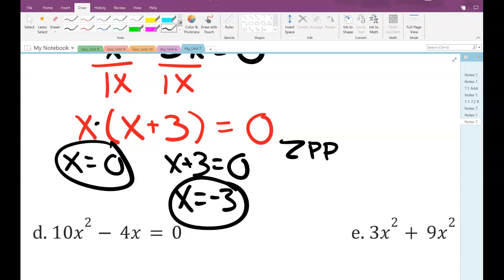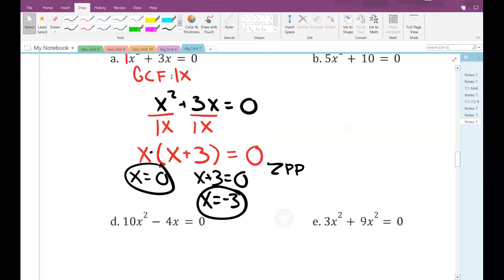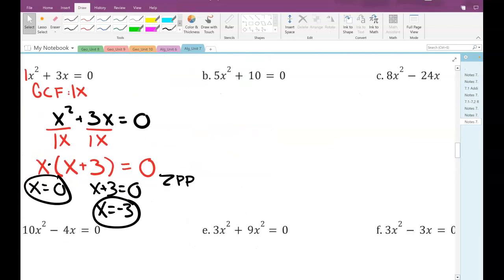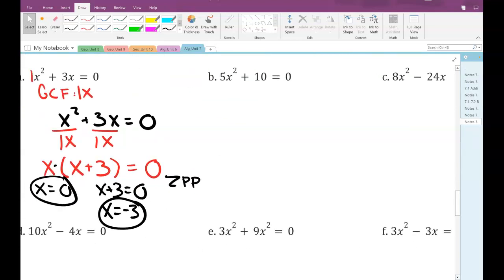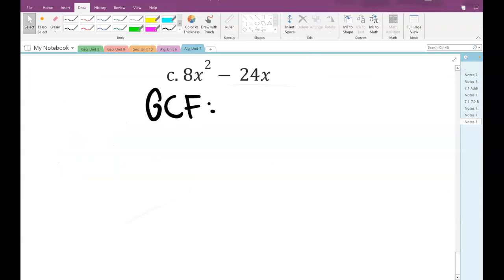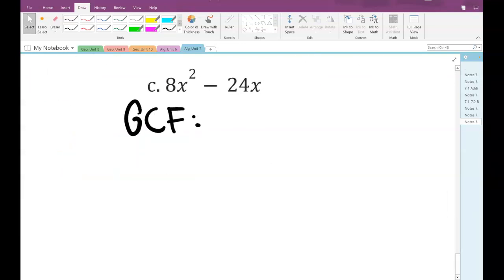So on the back side, I'm going to do every other. So we're actually going to do example C now. So we first have to find the greatest common factor. The greatest common factor between 8 and 24 is 8. It's the largest number that divides both evenly. And then I have an x squared and an x. I can take out just 1x. I can factor out or pull out 1x.